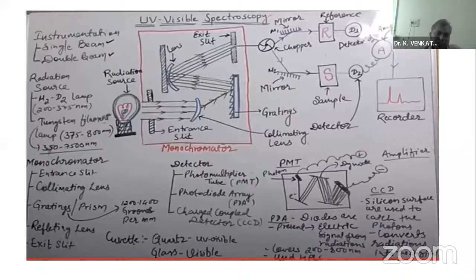And then monochromators. The monochromator consists of the entrance slit, the collimator lens, gratings, reflecting lens and the exit lens. This part is called the monochromator.